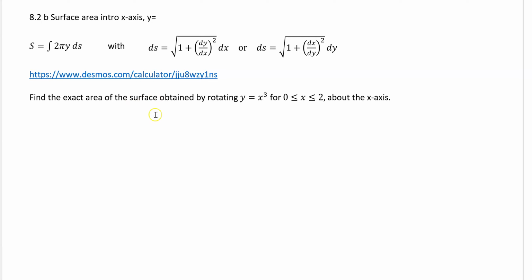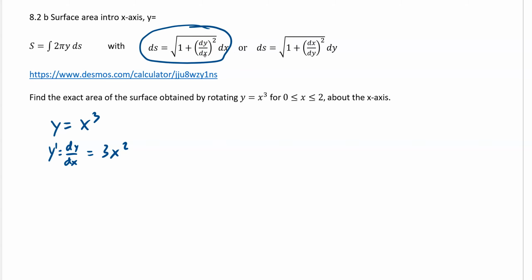All right, so with this one we already have y equals, and so when we take our derivative of it, y equals x cubed, we're going to get y prime, which is our dy dx, and that will give us 3x squared. So since we are using dy dx, that is the one we're going to be using for this one. So we need to find our ds off of that. We already have the dy dx. Next is just to square it.